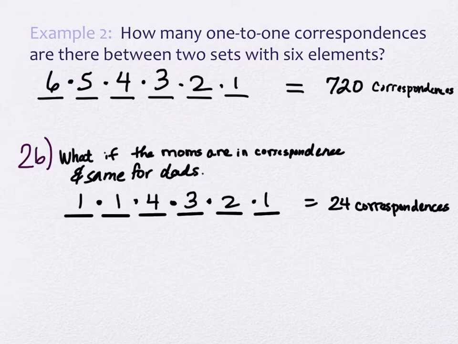Okay, so I show you that example because there's going to be some in your notes or in your homework, in your group work, where they do put some conditions on some correspondences, and that's how you deal with them. You just deal with the correspondence issues that happen, and then you deal with the other ones as though they don't have any conditions, because they don't.